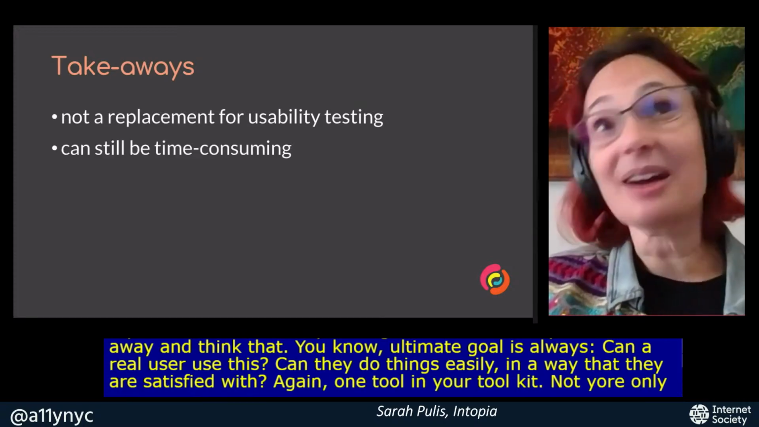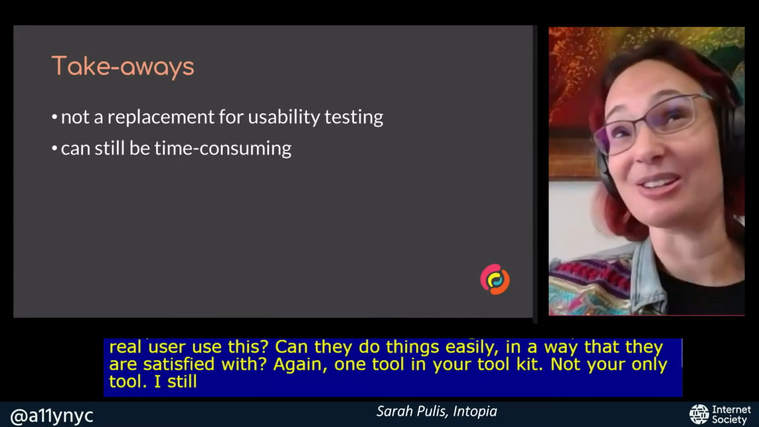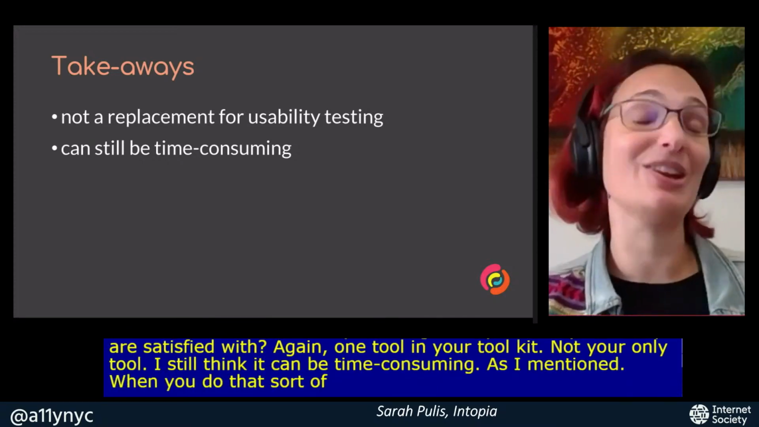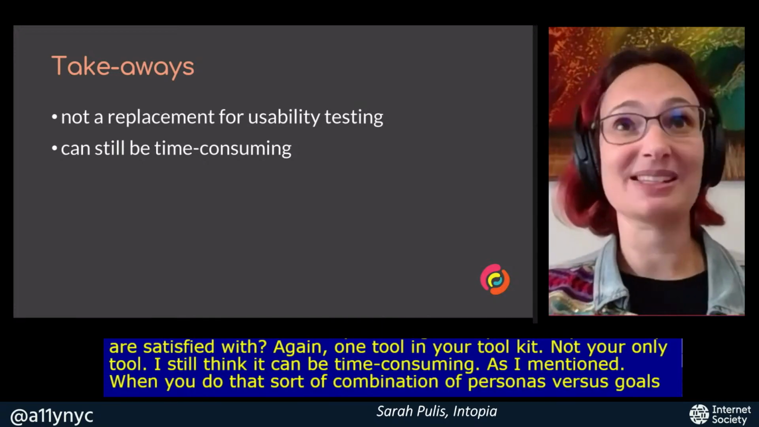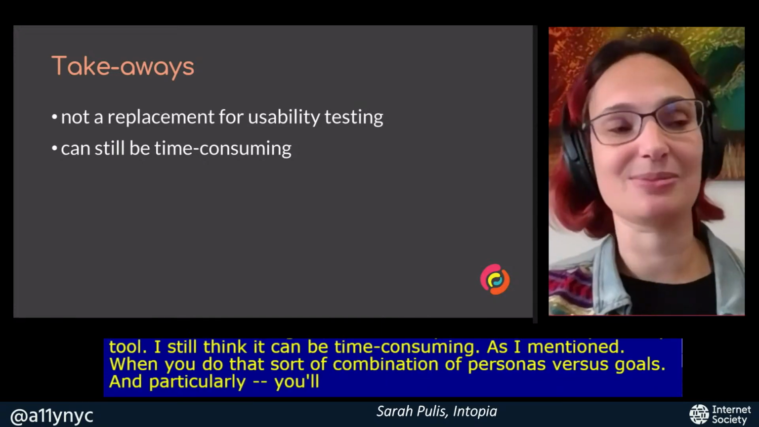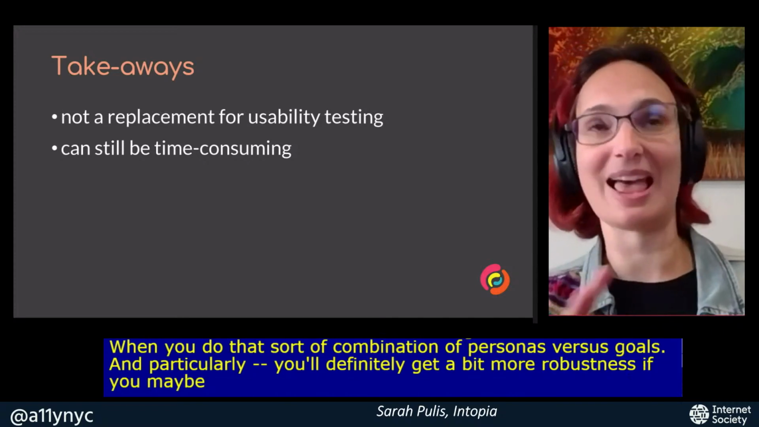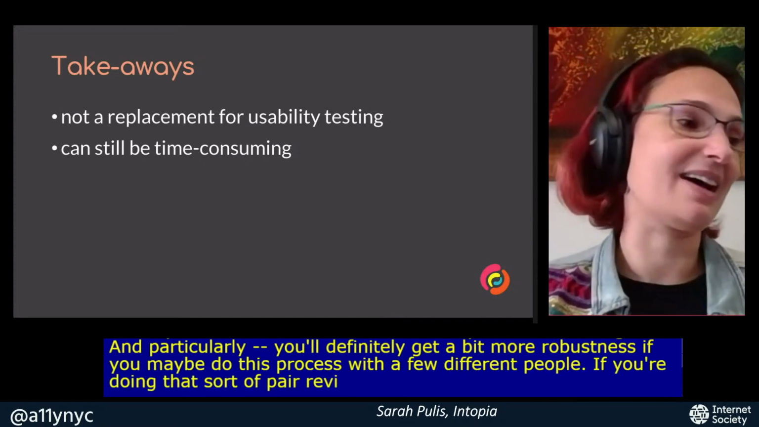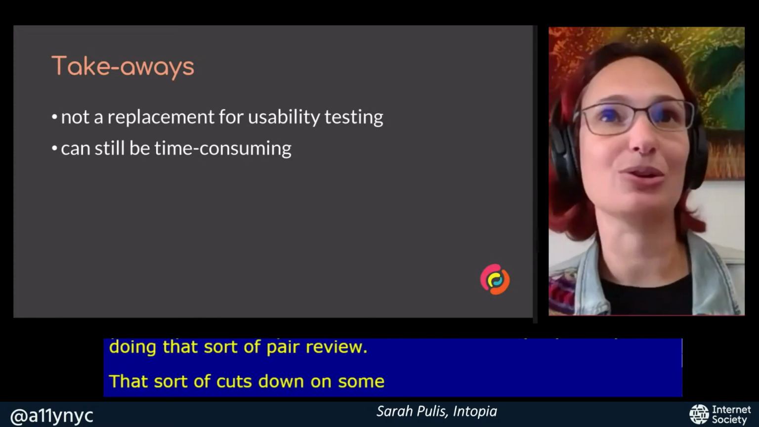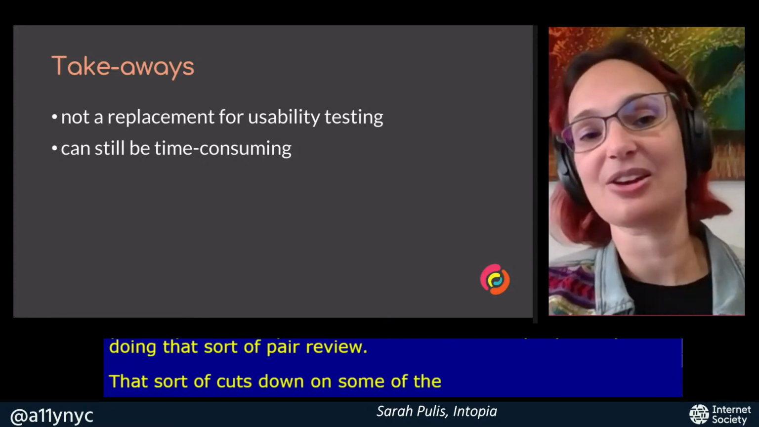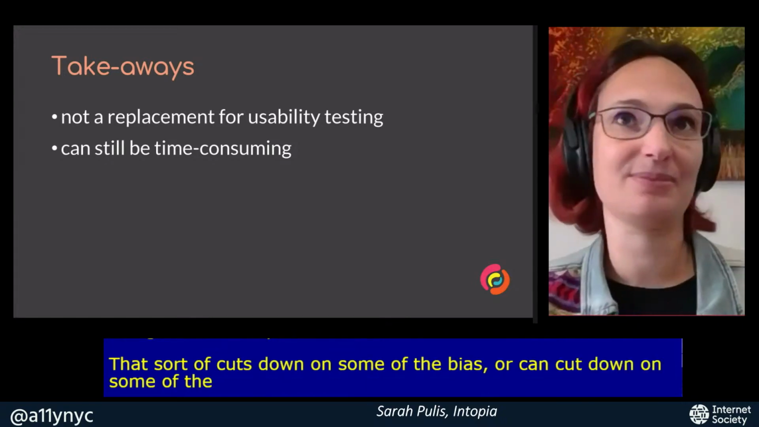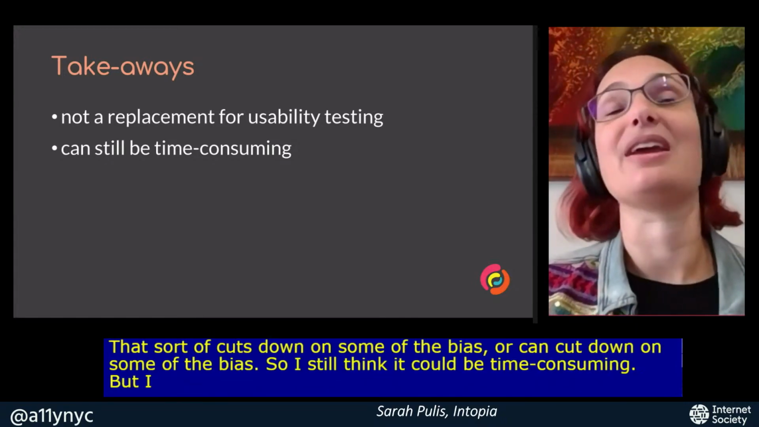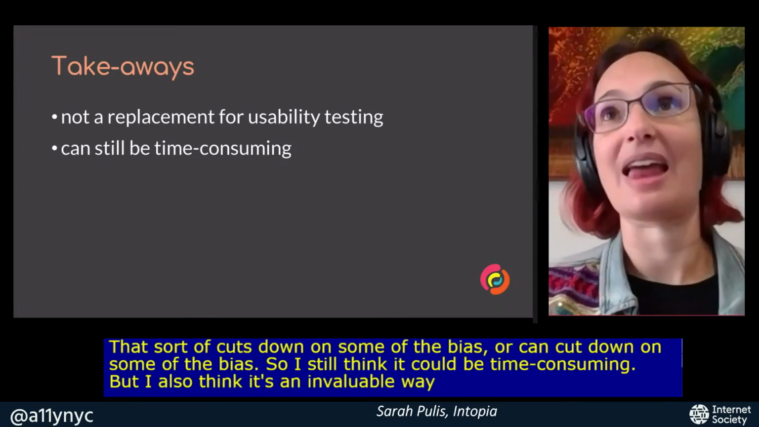I still think it can be time consuming. As I mentioned, when you do that combination of personas versus goals, and particularly, you'll definitely get a bit more robustness if you do this process with a few different people, if you're doing that sort of peer review. That cuts down on some of the bias. And so I still think it could be time consuming, but I also think it's an invaluable way of looking at an interface.